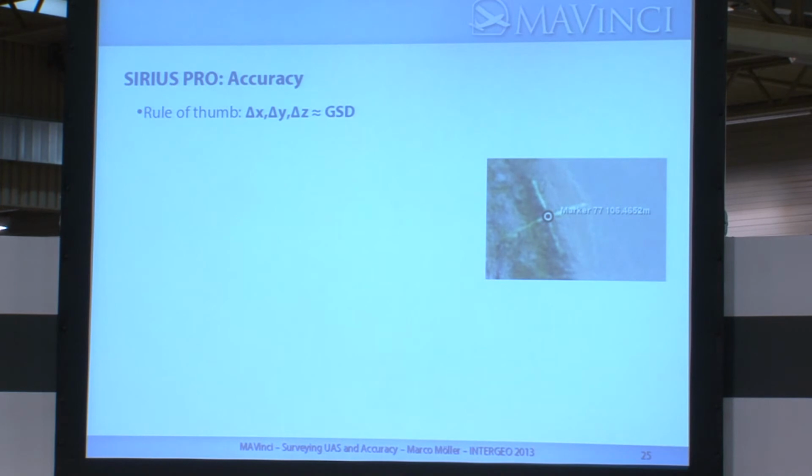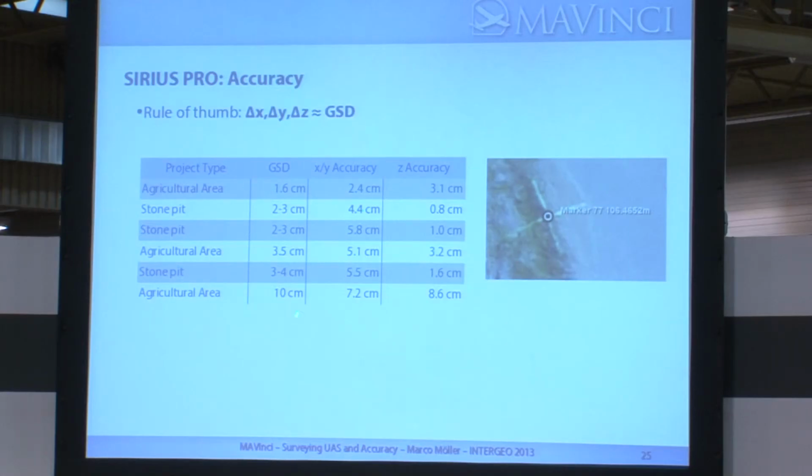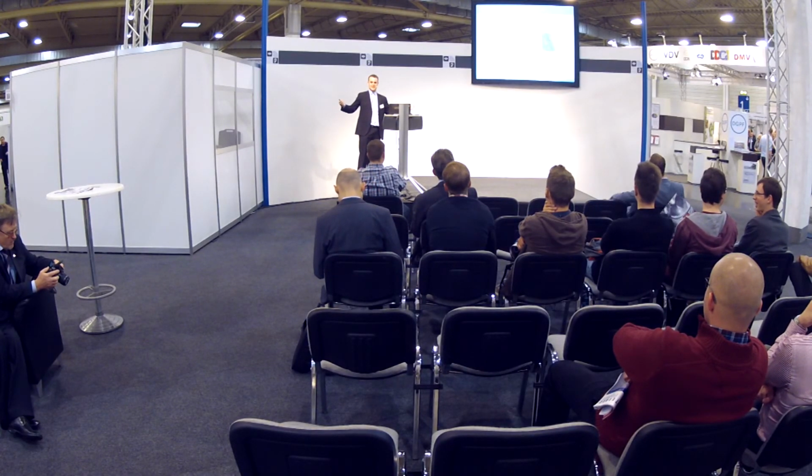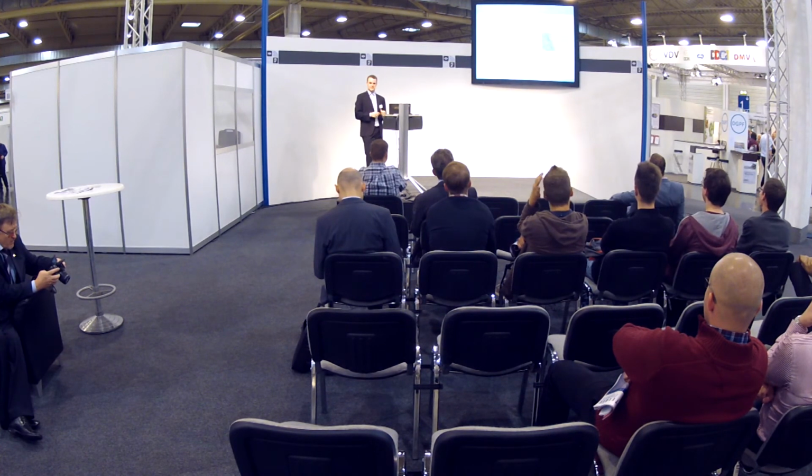Something everyone is interested in is the accuracy. Our new rule of thumb is getting the same X, Y and Z accuracy as the ground sampling distance. We are still improving this. We have done a lot of projects, and we have evaluated 6 of them. For example, here is the ground sampling distance, and here is the X and Y accuracy. You see it's in the range of the ground sampling distance. For high ground sampling distance, it's even below, because the GPS error will not increase if you're flying higher. You always get this sub-centimeter range.